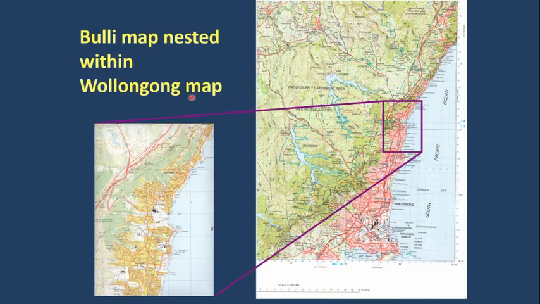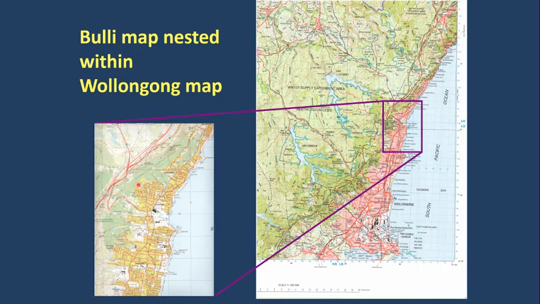Now that scale is a function of the fact that you're just zooming in on part of the landscape. So that map we're looking at now, part of the Bulli map, as you can see here, is a subset of the overall Wollongong map sheet. Here's the town of Wollongong, and we're just in the northern suburbs up here.